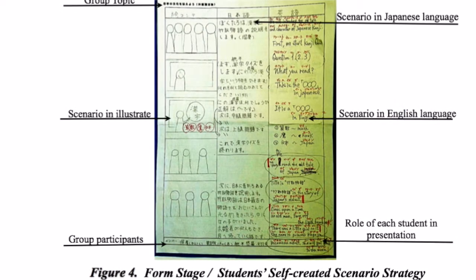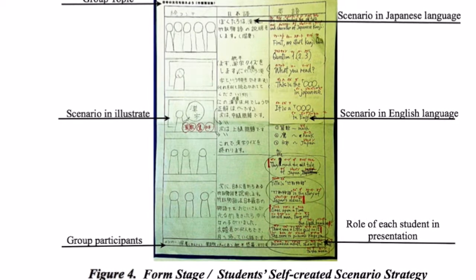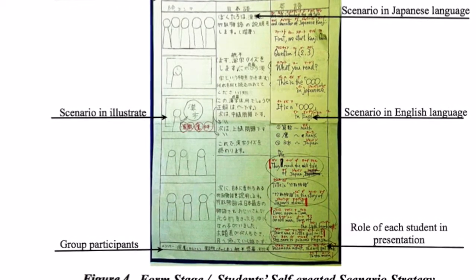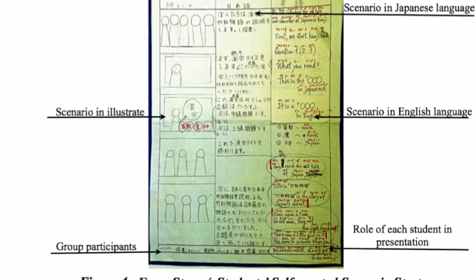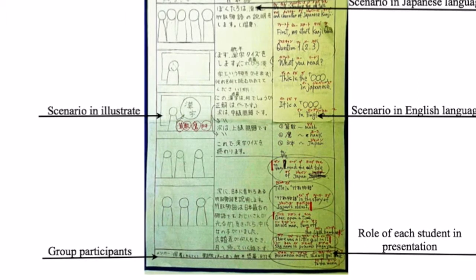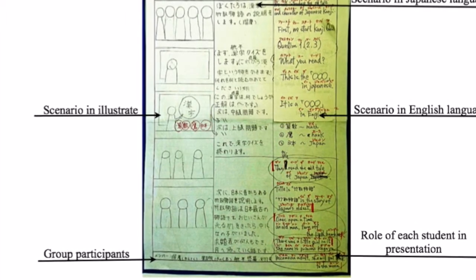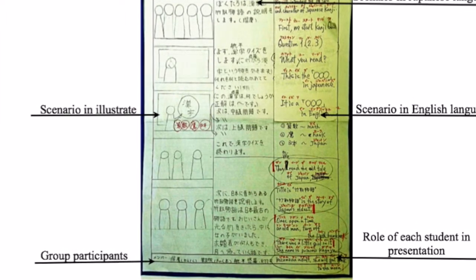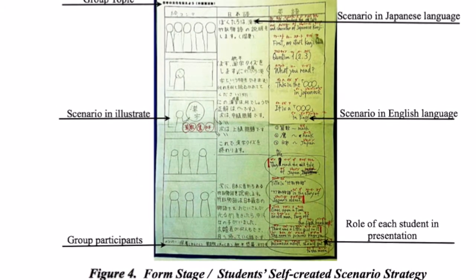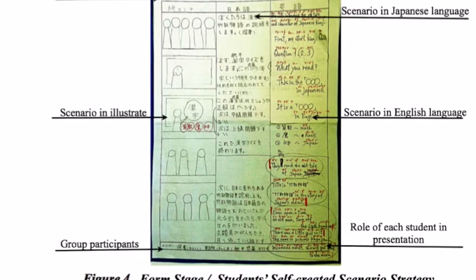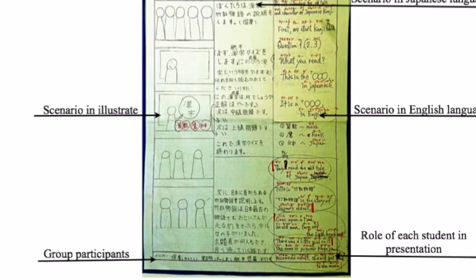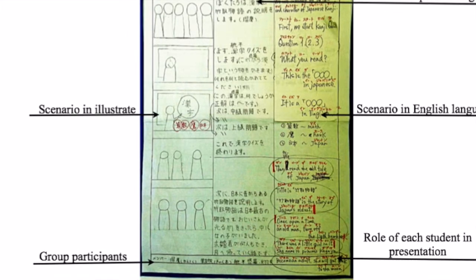Let's have a close look at the final merged Japanese group's scenario. We can see that Japanese students presented their methods in 3 ways. First, with illustration. Second, in Japanese language. And third, in English. Japanese teachers check Japanese language correction. The ALT, Assistant Language Teacher, checks English language correction.